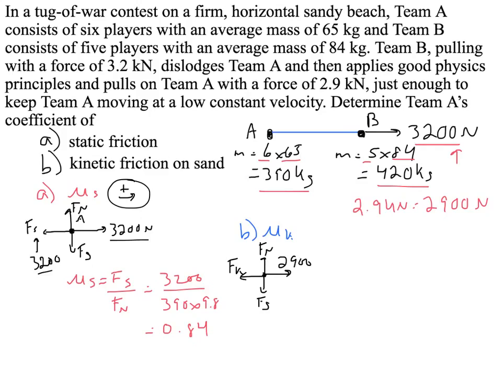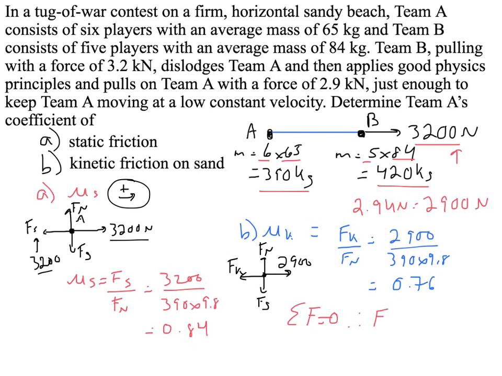So now when we do it out, mu k is going to equal Fk over Fn, 2,900 over 390 times 9.8, which equals 0.76. The thing to keep in mind, again, is that the sum of the forces equals 0. Therefore, F friction, whether it's static or kinetic, must equal the force applied. So that's how we can use 3,200 for A and 2,900 for B.